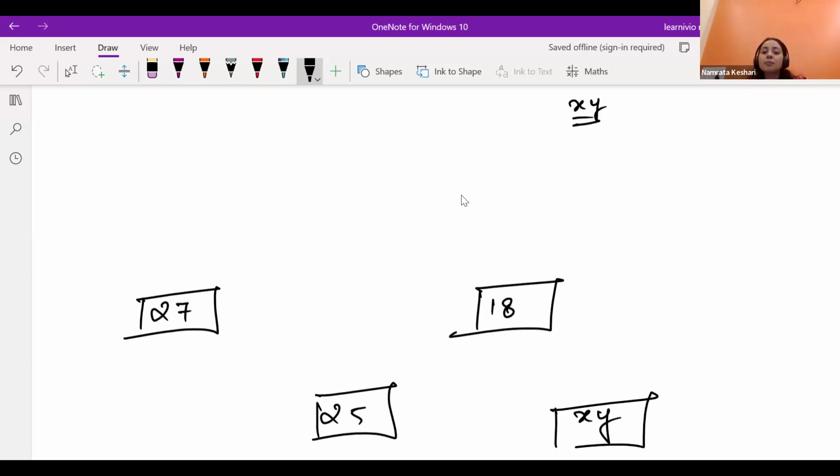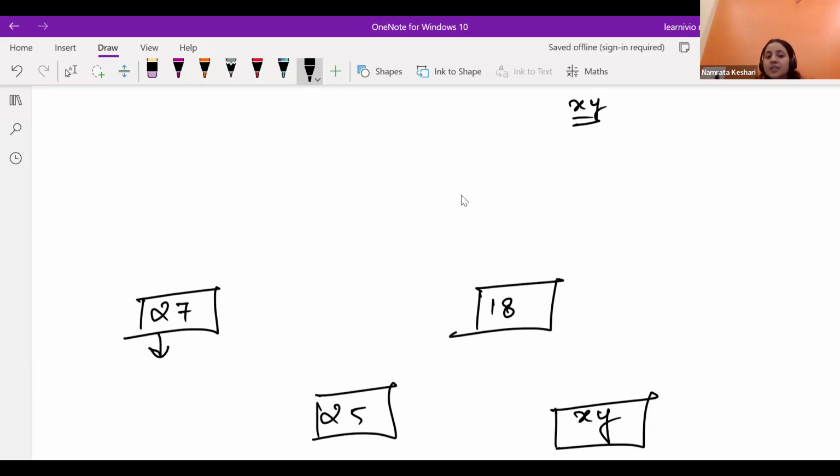But here xy will be there, no? Whoever sees this will think that you have taken x into y, which is not true. We don't want to write x into y. We want to write a two-digit number. But when we write it as xy, it becomes x into y. Whoever sees it will think that it is x into y. So, to keep it more clear, we will write our two-digit number like this.